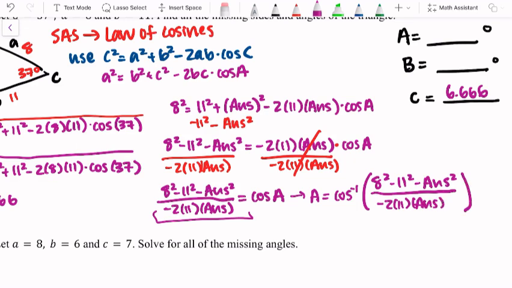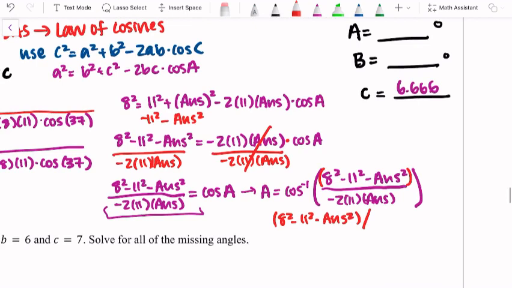Okay, now, I haven't done any calculations. I haven't rounded anything yet. So this is what you're going to type into your calculator. You're going to type in cosine inverse of, and we want to be careful with our parentheses. You want a parenthesis around everything in the numerator. So I'd type this in as 8 squared minus 11 squared minus ANS squared, and then divided by, with parentheses around the denominator so everything gets divided: negative 2 times 11 times ANS, or that's C. Okay, so that's what we should type into our calculator.